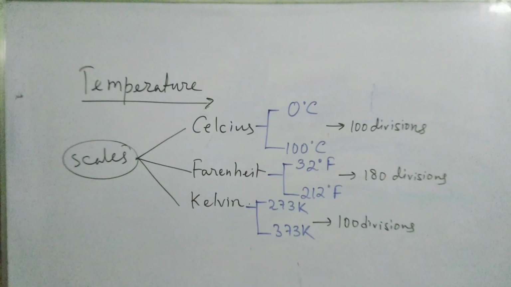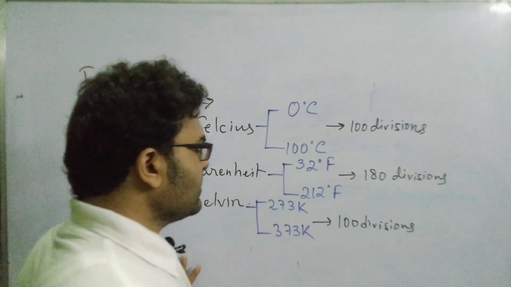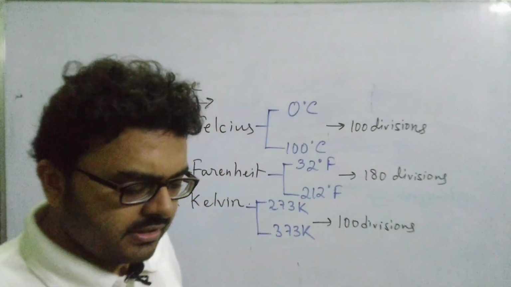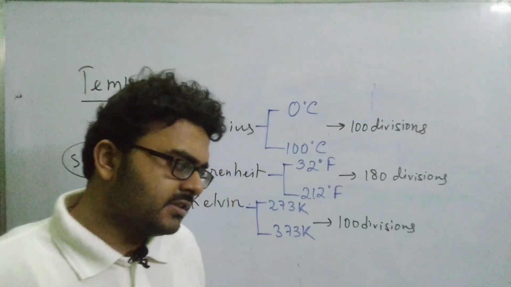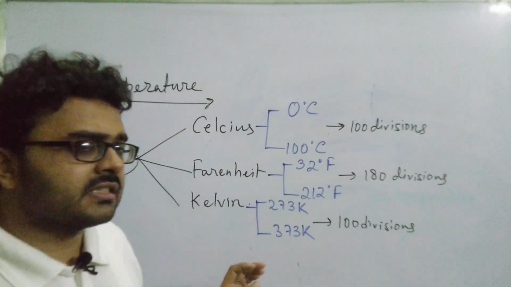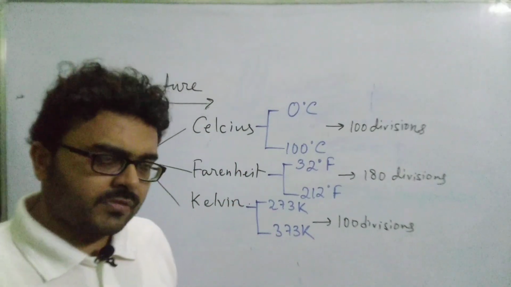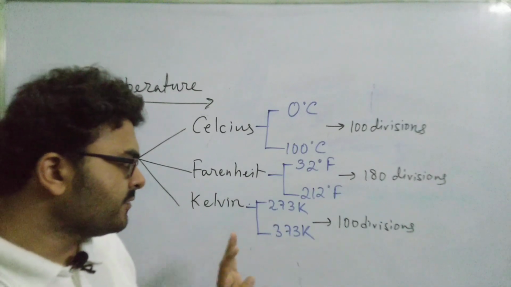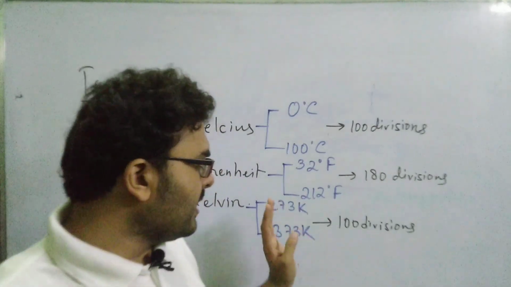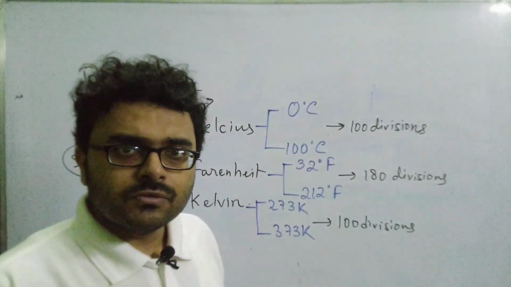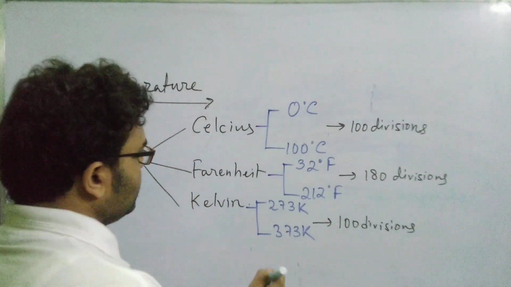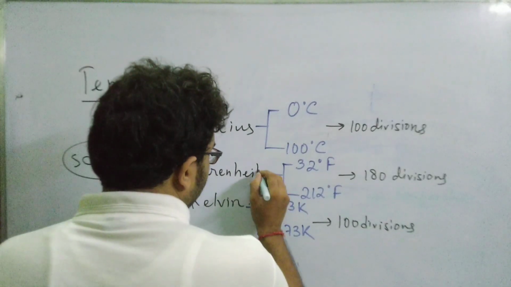If you are measuring a change in temperature in the Celsius scale, say the difference between two temperatures in the Celsius scale is 50, then in the Kelvin scale it should also be 50, but in the Fahrenheit scale it should have a different value. We will be discussing this through a numerical problem.